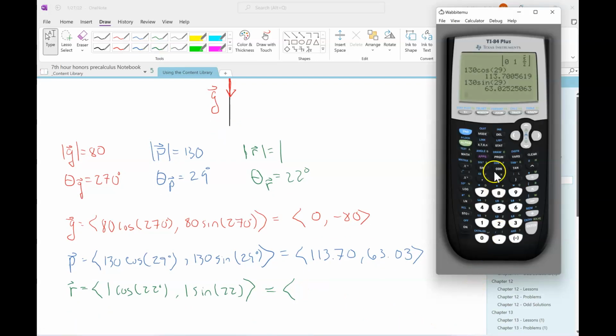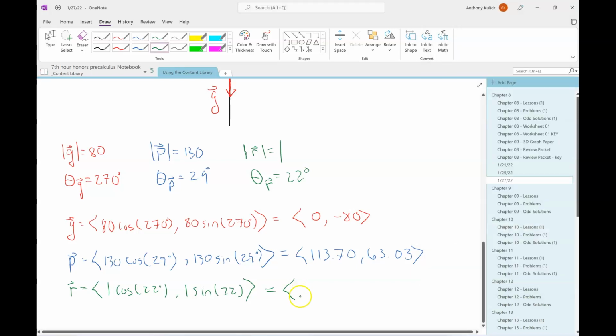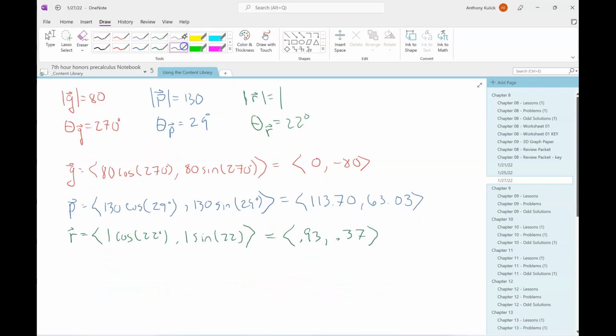And the last one, so cosine 22, sine... try cosine 22, Mr. Kulik, not 2. Woo! That could have been a disaster. So I have 0.93 and 0.37. Cool how I've done that.